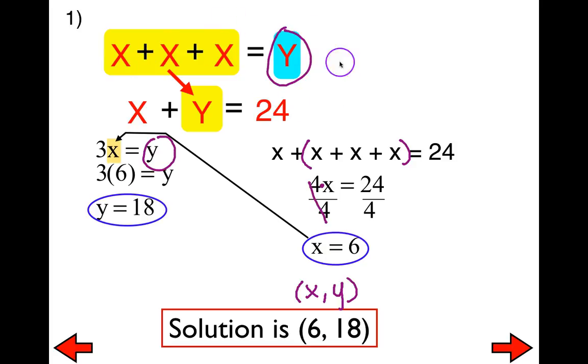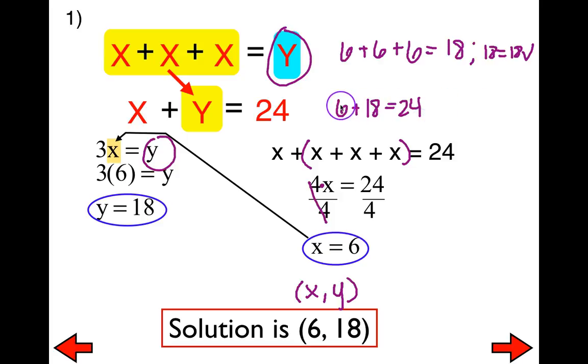Now, real quick, you know that I like for you to check your answer. So here, x is equal to 6, so you would have gotten 6 plus 6 plus 6 equals 18. Is this true? Yes, it is. This one, x is 6 plus y, which is 18, is supposed to equal 24. 6 plus 18 is 24. Does 24 equal 24? Check.